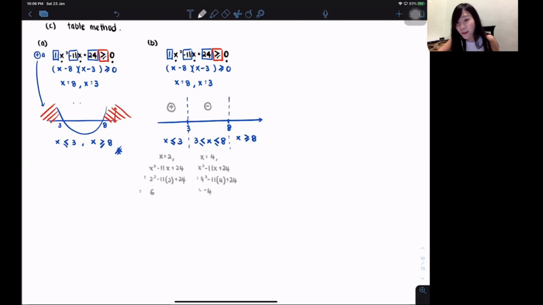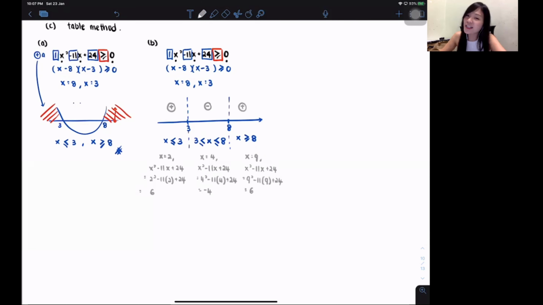Okay? How about this part? X bigger than 8. Let's say I sub 9. For those who don't trust me, you can sub 10, okay? Because we will get the same positive or negative, my dear. So same thing, x squared minus 11x plus 24. I sub 9 inside: 9 squared minus 11 times 9 plus 24. I press the calculator and I get 6. So is 6 positive or negative? Quite obvious, 6 is positive.